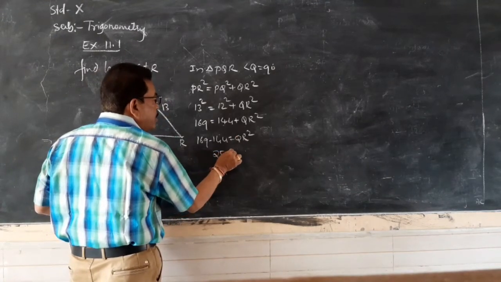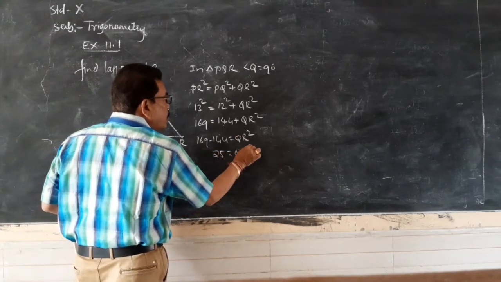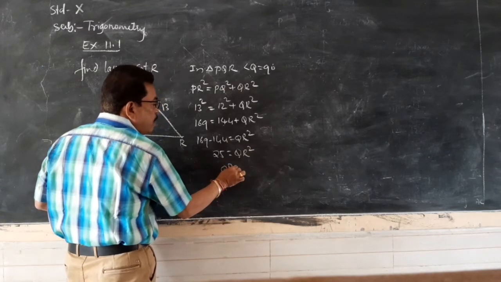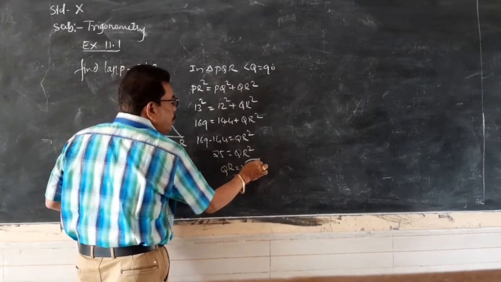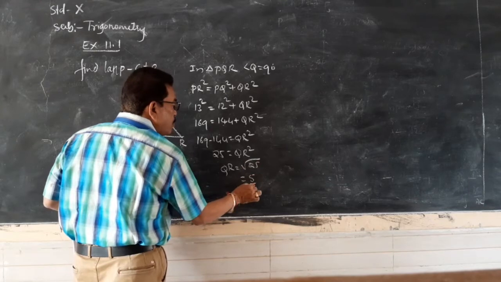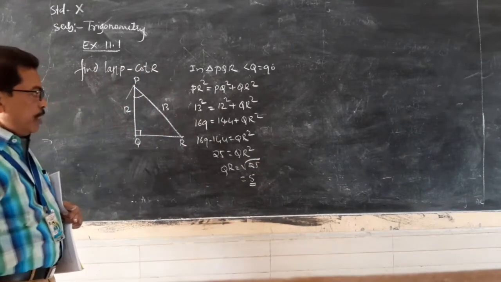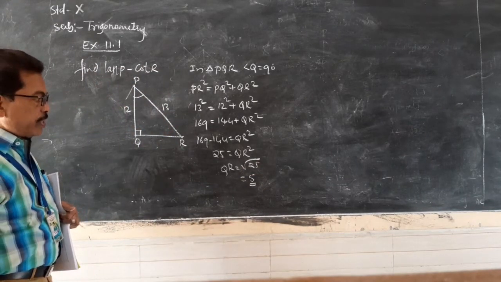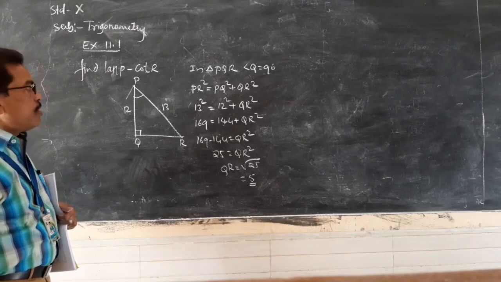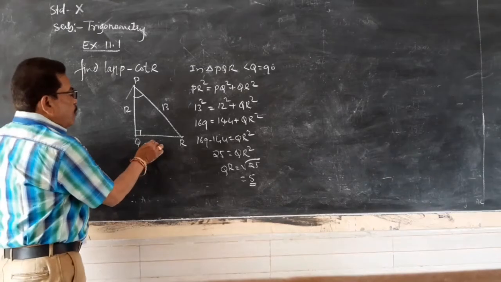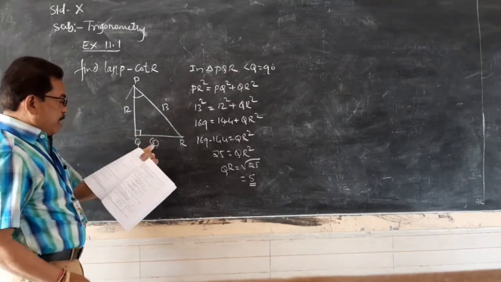That equals 25, which is QR square. QR equals square root of 25, which equals 5. Therefore, QR equals 5. Now, let us find what they asked.